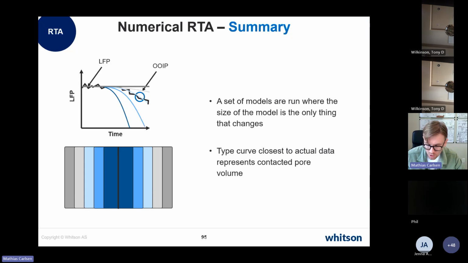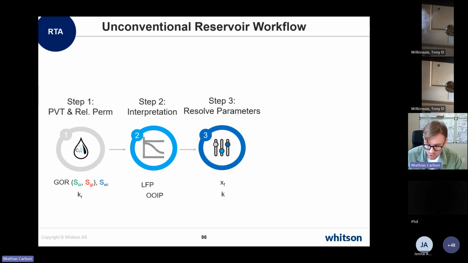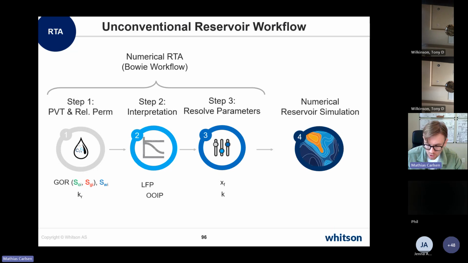And what have you done? You've done RTA. You picked A/K, and you picked contacted protocol. And this is kind of the 4th part of this unconventional reservoir workflow, where you have already made an assumption of PVT and rel perms. You've done your RTA interpretation, and then if you want to, you can use that to resolve physical parameters such as XF and K, and that's what you will bring into a numerical model.